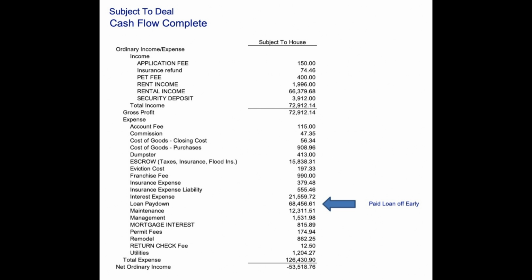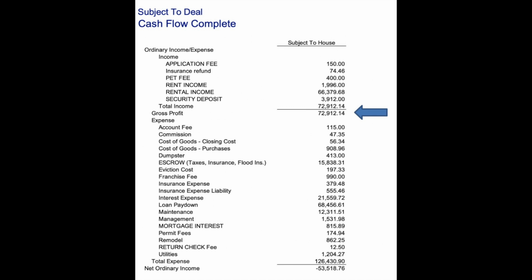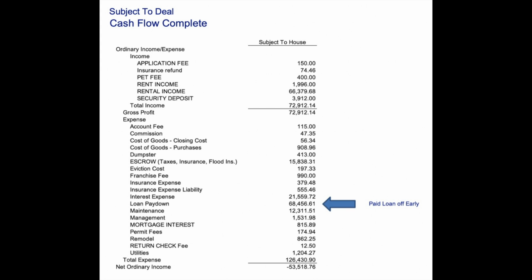On this next slide, you're gonna see the complete cash flow from day one to present on this property. As you see there, we brought in almost $73,000 in rents on this one property. If you notice at the very bottom, that negative $53,518, well, that's how much we're out of pocket. And the reason for that is that we paid this loan off early. About 11 months ago, we paid the loan off and the balance was approximately $58,000 at that point.